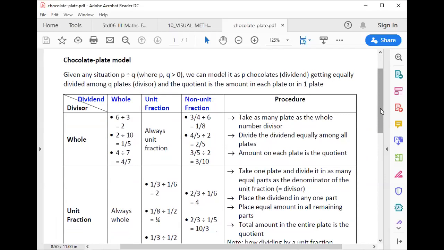So the basic idea is if you have a situation where it is p by q, where p and q are both positive rational numbers, so whole numbers, fractions, something like that, you can model it using p chocolates. P is the dividend getting equally divided among q plates. Q is the divisor. The quotient is the amount on each plate. Now, as you can see, where the dividend is whole, it must cover both proper and improper. Now we have given an example.